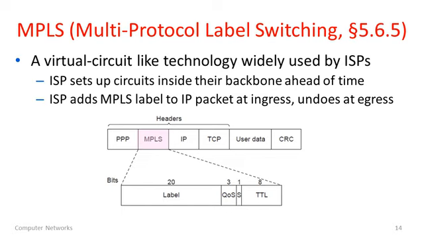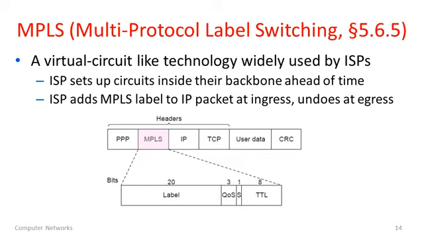The way it works is that ISPs set up circuits inside their backbone from different ingress points to different egress points. So across their network, they set up all of these circuits. By doing this, they can carefully control the path through the network and separate traffic in different circuits and handle them differently. It allows them better control over their network.